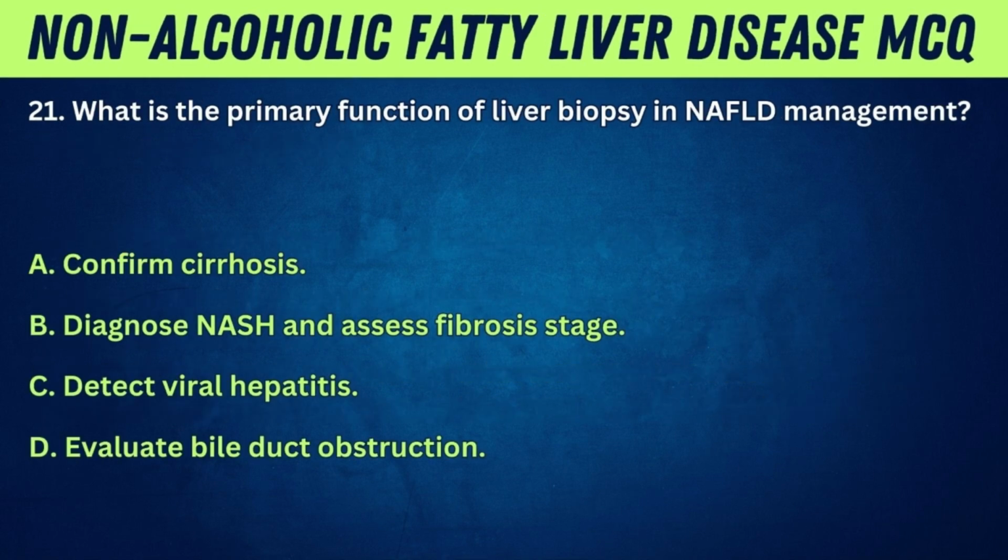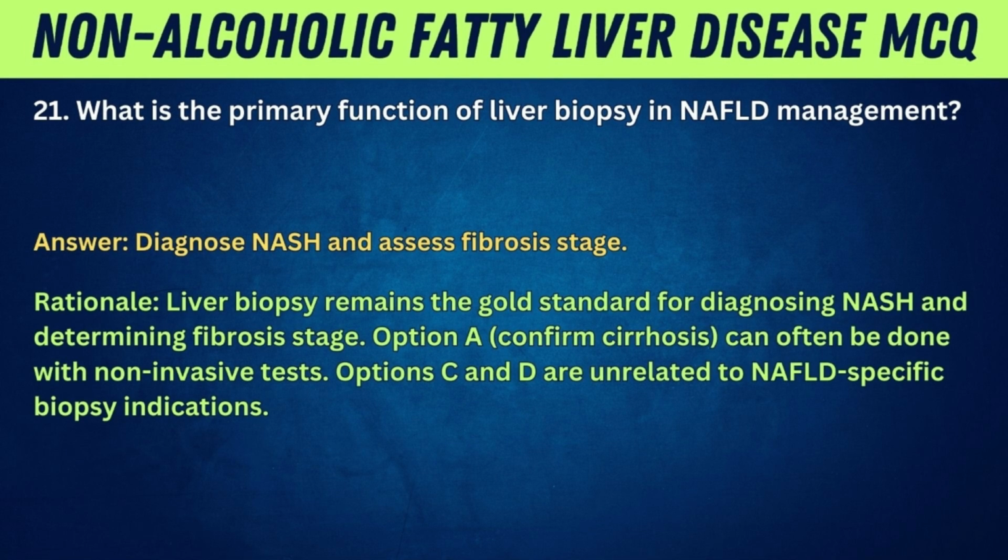21. What is the primary function of liver biopsy in NAFLD management? A. Confirm cirrhosis. B. Diagnose NASH and assess fibrosis stage. C. Detect viral hepatitis. D. Evaluate bile duct obstruction. Answer: diagnose NASH and assess fibrosis stage. Rationale: liver biopsy remains the gold standard for diagnosing NASH and determining fibrosis stage. Option A, confirm cirrhosis, can often be done with non-invasive tests. Options C and D are unrelated to NAFLD-specific biopsy indications.